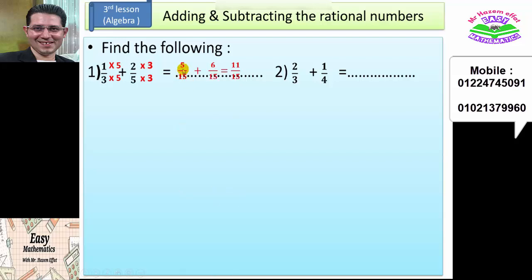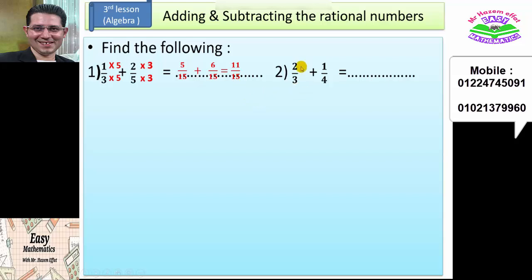It will be 5 over 15 plus 6 over 15. Bring 15 down and add 5 plus 6, it will be 11. But you must be sure 11 over 15 is in the simplest form by using your calculator, and 11 over 15 is already in the simplest form.